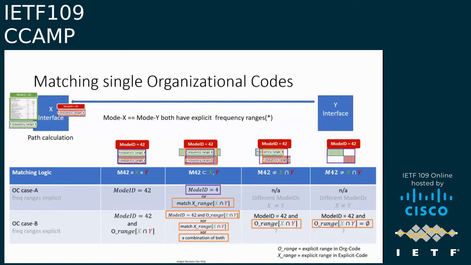For the case B, where you have the explicit range, I understand the two cases. You either pick mode 42, and then you take a frequency range in a common range, which is defined in the organizational code, or you can pick mode 43 and then take the frequency range in the explicit code common range. The combination of both looks very messy, and I don't understand how you can combine the two modes and make it work. Thank you. Thanks, Italo.